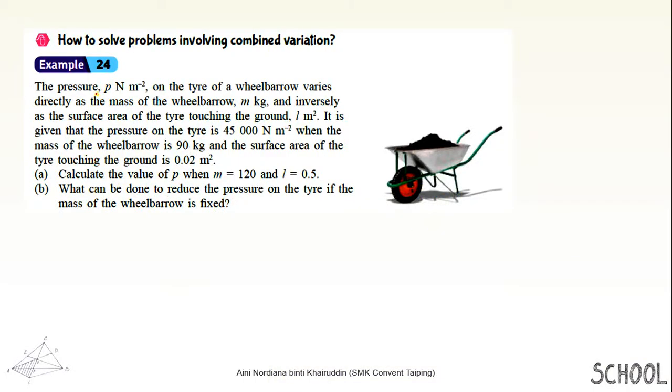So how to solve problems? Look at this example 24. The pressure P on the tire of the wheelbarrow varies directly as the mass and inversely as the surface area of the tire. It is given that the pressure of the tire is 45,000 when the mass of the wheelbarrow is 90 kilogram and the surface area is 0.02. A. Calculate the value of P when M is 120, L is 0.5.